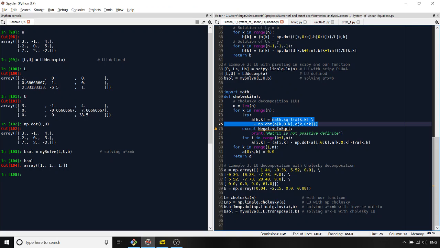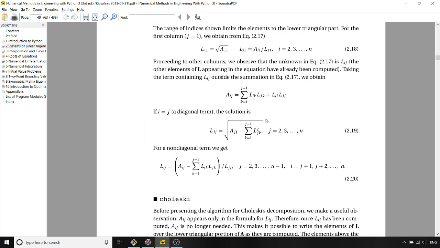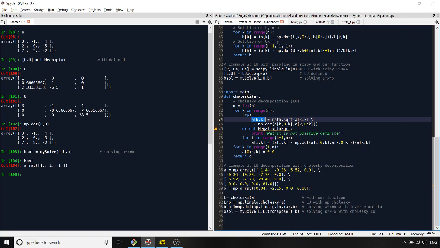So if we cannot take this square root, it means the matrix is negative definite, and we cannot use it. So once we get the square root of these diagonal elements, we then use it here for calculating each of the elements.